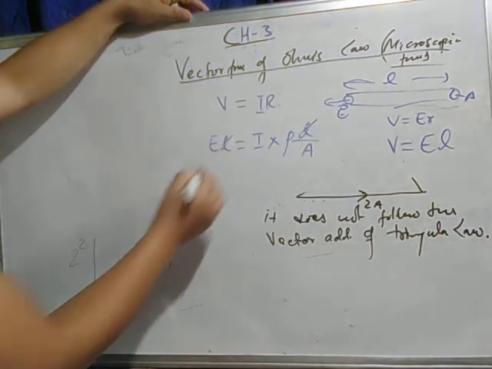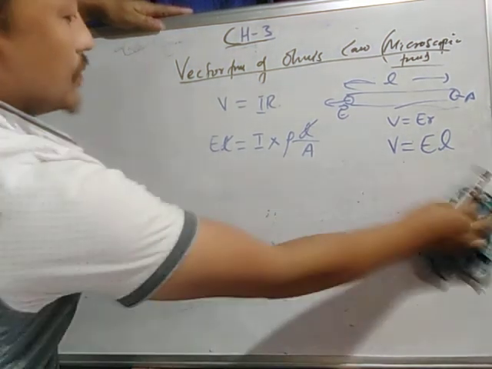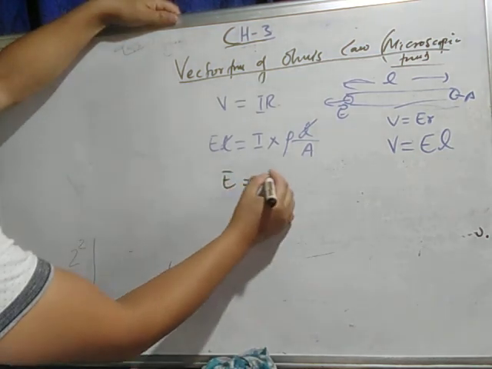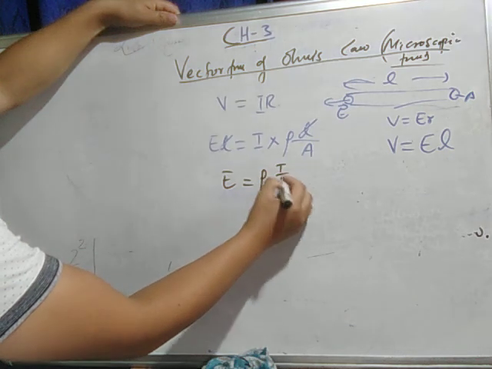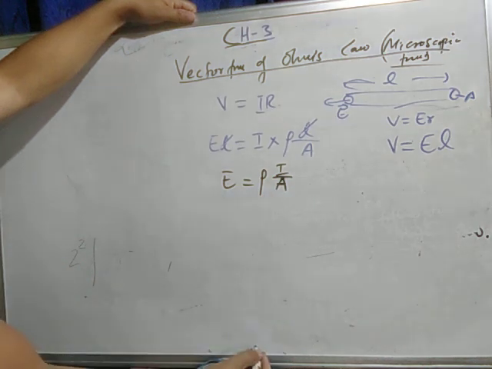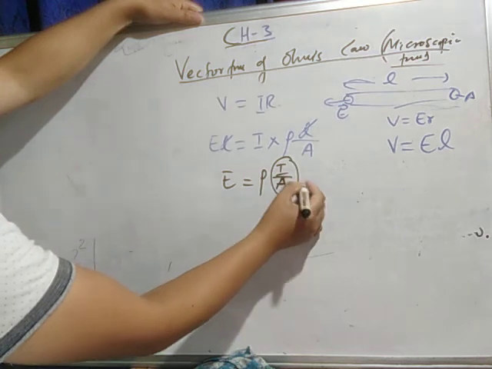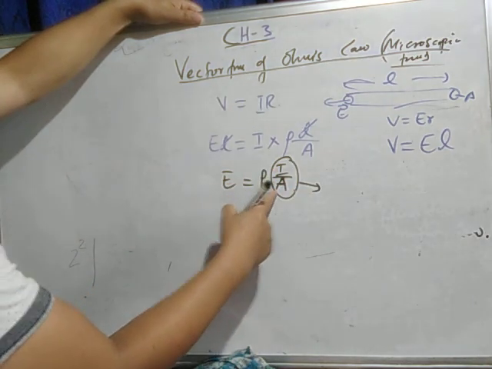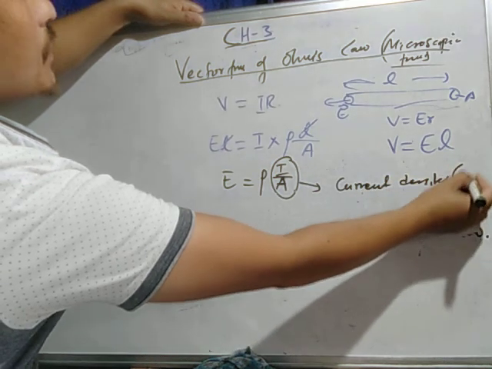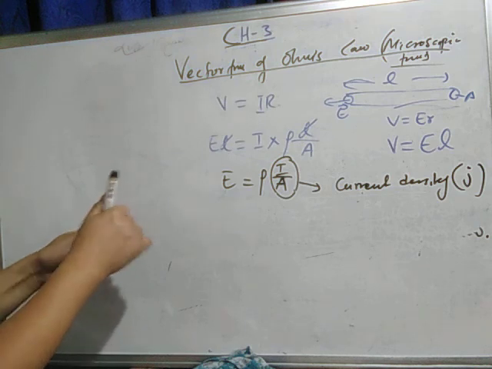So L cancels, left how much? E equals to rho I by A. This is current per unit area. What is that? That is your current density. We call it current density. This is current per unit area, this is current density, and we denote it by J. Clear? We denote it by J.